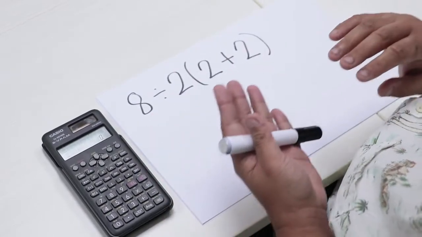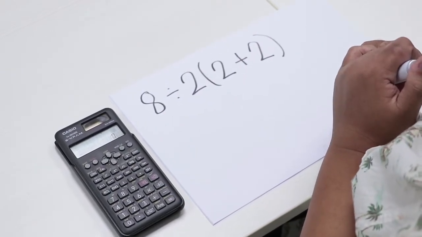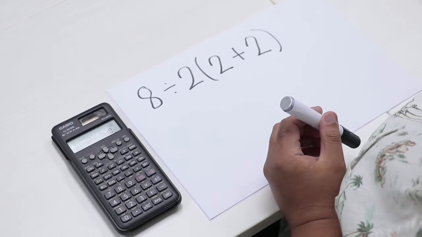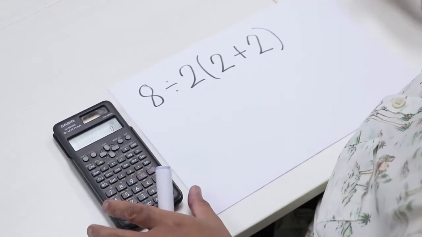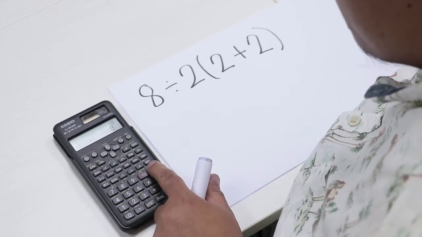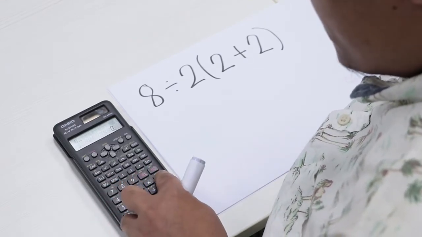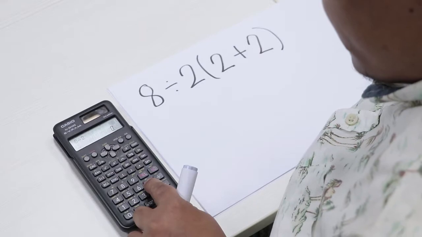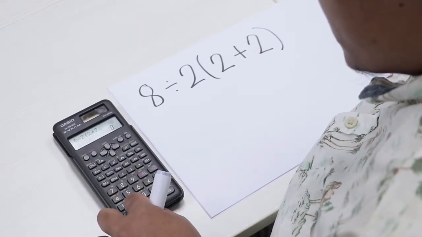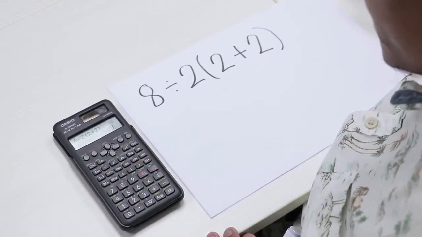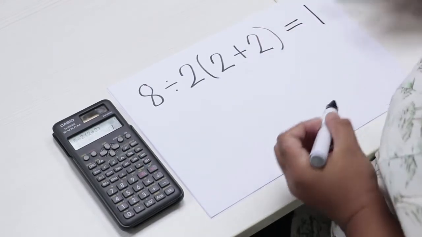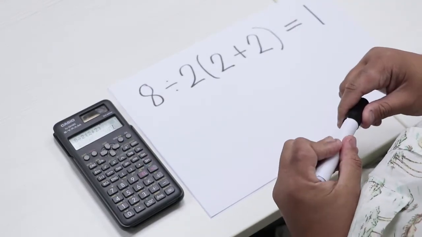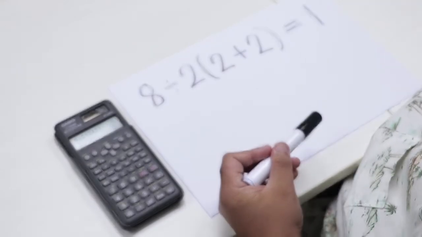So, the purpose of the video is not to argue what the correct answer is for this one, but to illustrate Casio's calculation priority sequence. So, let's see. 8 divided by 2 times 2 plus 2. Apparently, this Casio calculator evaluates it to 1. So, why is it 1?